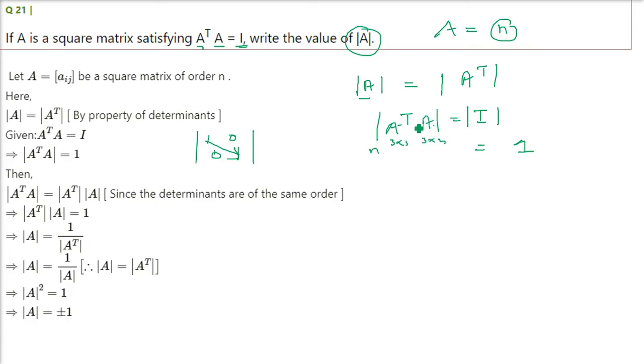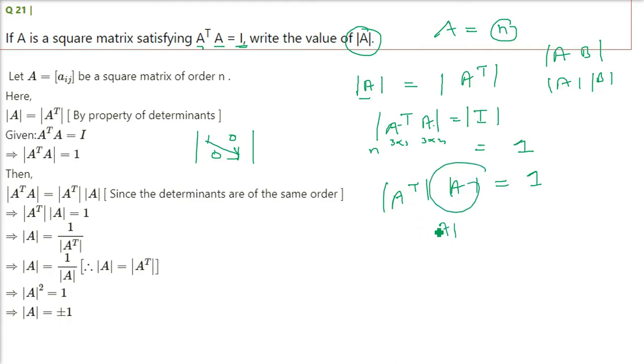Determinants are of the same order, and we know that determinant of A into B can be written as determinant of A and determinant of B separately multiplied. That is determinant of AB will be determinant A times determinant B. So how are we going to write? Determinant of A transpose and determinant of A equals 1. But we know that the determinant of the transpose and the actual matrix remains the same, as I just said. So you can write A transpose as A.